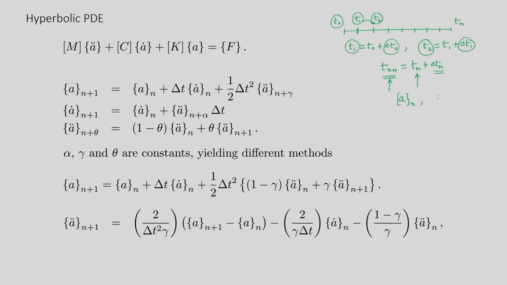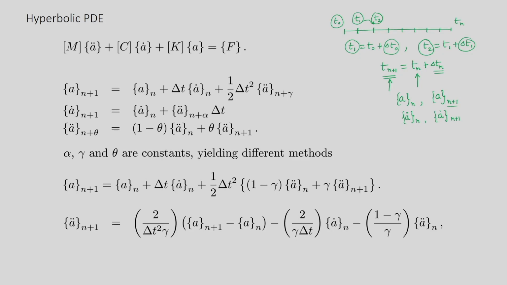Similarly, the displacement at time instant tn plus 1 will be represented with a subscript n plus 1. Similarly, the velocity will be represented as A dot n and A dot n plus 1. Now let us see how we can write the acceleration and velocity at time instant n plus 1 in terms of the displacement at n plus 1 and the velocity, displacement and acceleration at time instant n. So this scheme is called the Newmark scheme.